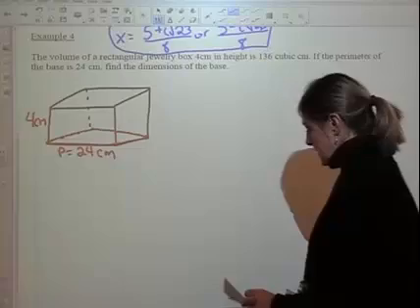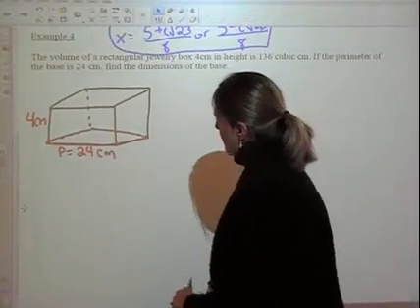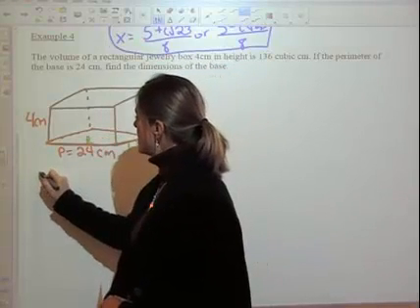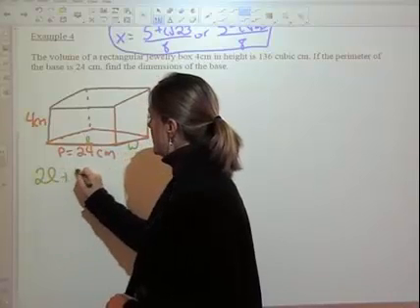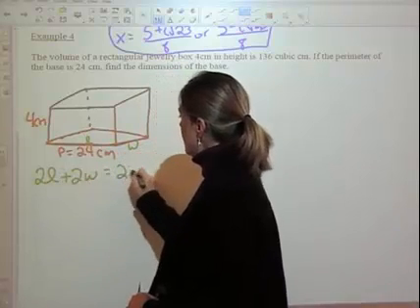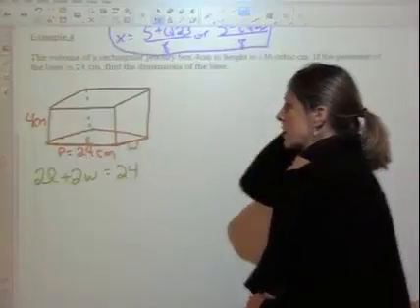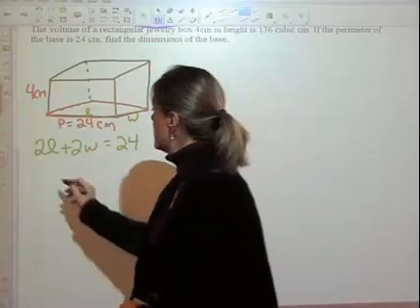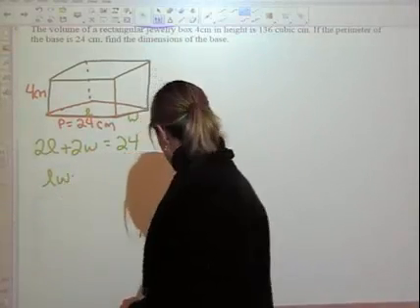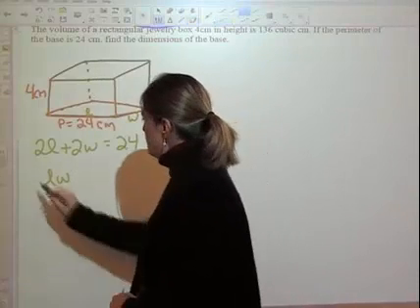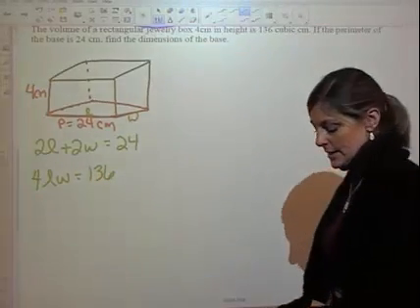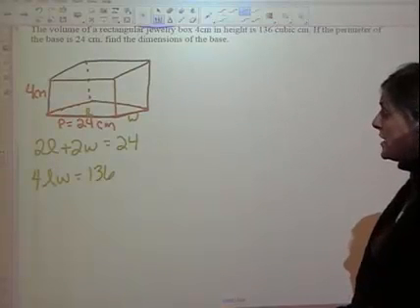All right, so let's say this is the width and this is the length. So we know that 2 of the lengths plus 2 of the widths equals 24 centimeters. And then we know that the volume, remember that volume is length times width times height, so L times W times 4, which we'll put the 4 out front, equals 136.